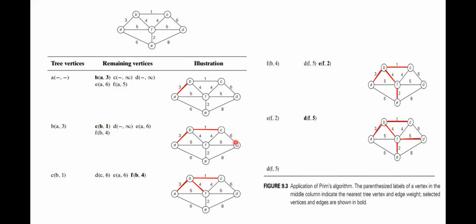Can I reach D? No. Directly from A, no edge. Directly from B, no edge. Hence hyphen and infinity. Can I reach E? No, not from B. But I can reach E from A, because I had already told you I have to consider both reachable vertices from A and B.